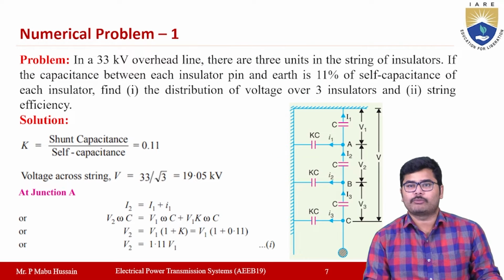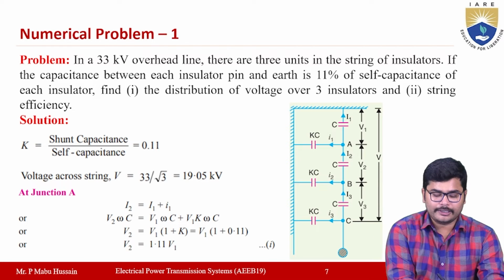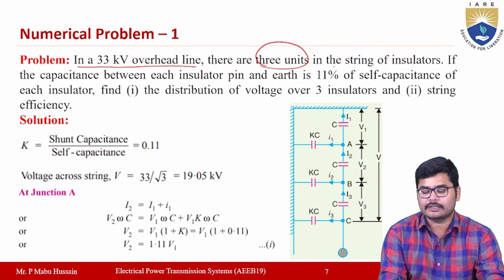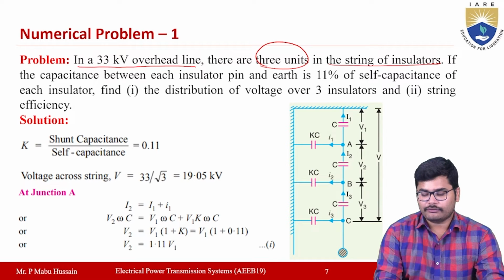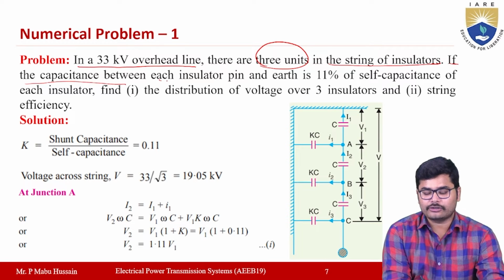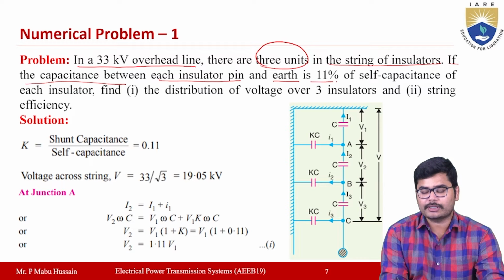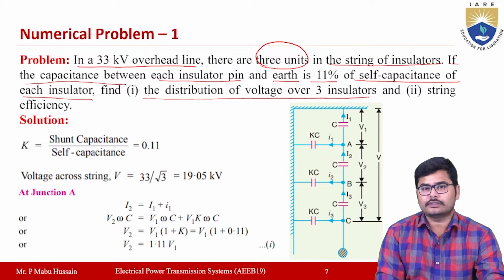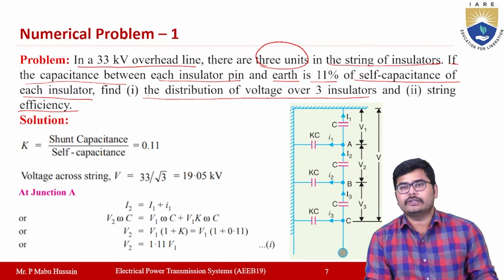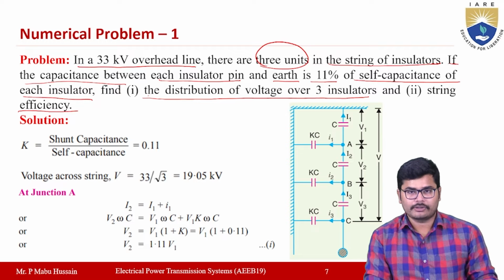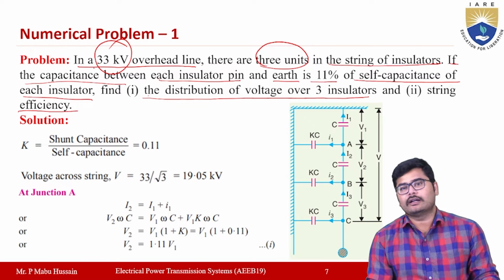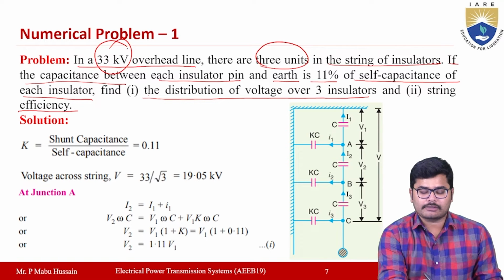Now let us see the first problem. In a 33 kV overhead line, there are 3 units in a string of insulators. If the capacitance between each insulator pin and earth is 11% of the self capacitance of each insulator, then find the voltage distribution over the 3 insulators and the string efficiency. Here an overhead transmission line of 33 kV is given, which means it is a 3-phase transmission line system.